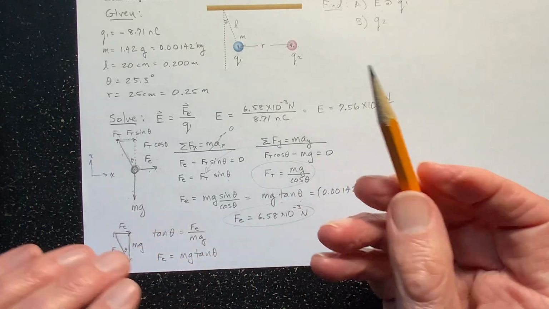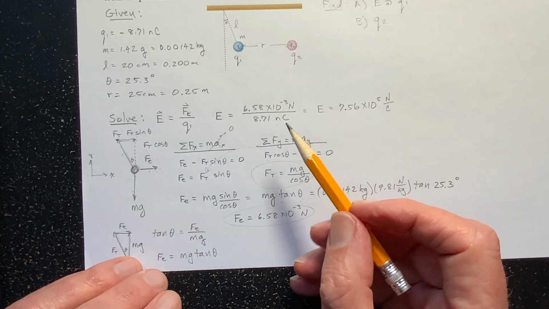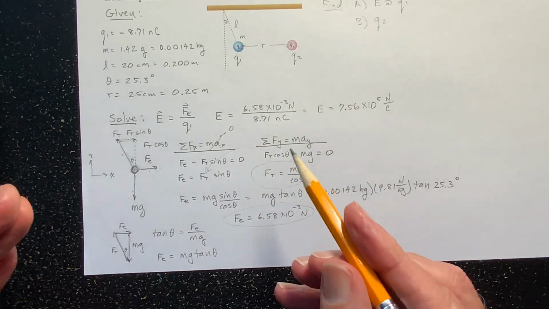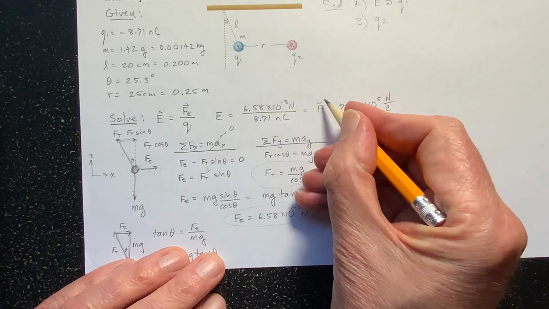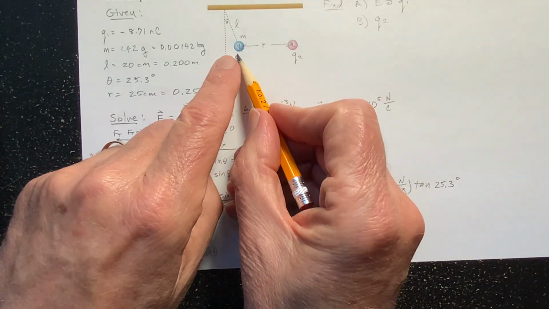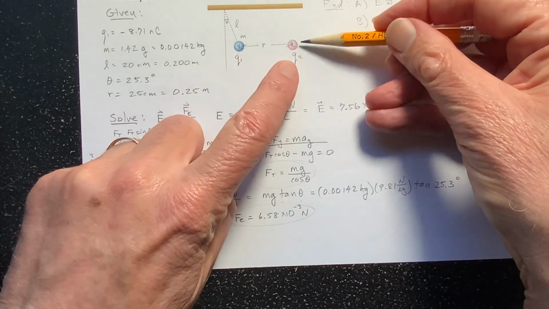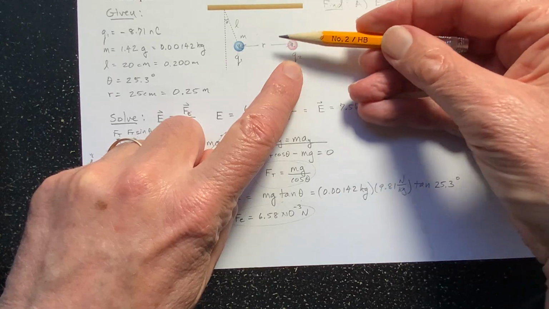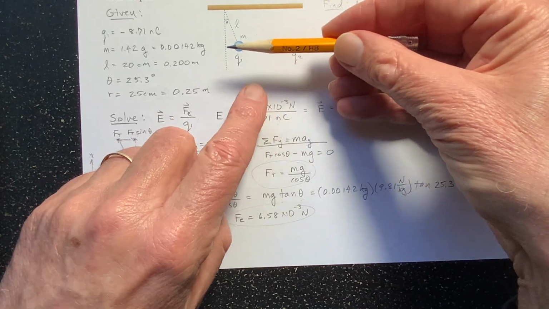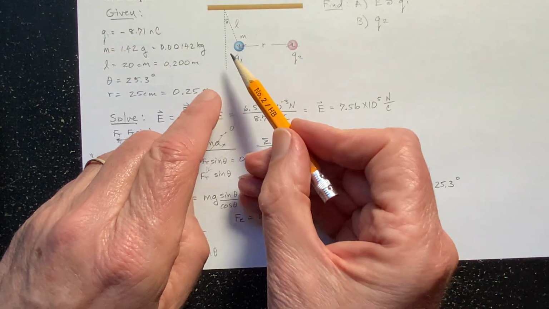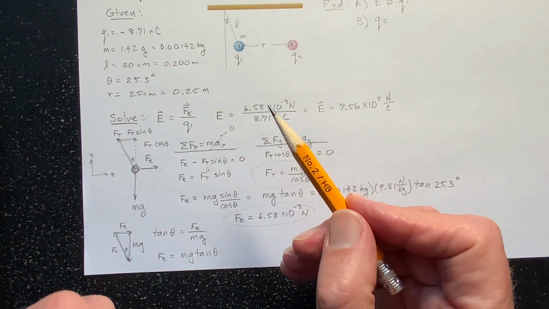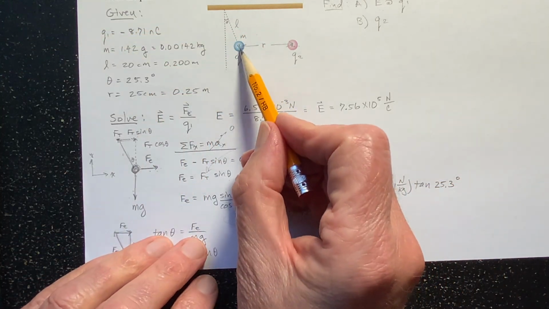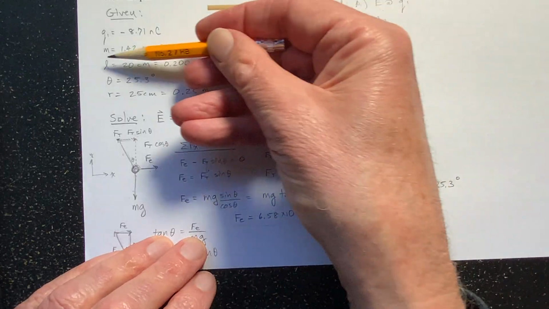Okay, but they want magnitude and direction. Well, the direction of this you get by looking at the picture. So this is a negative charge. Now, this is a positive charge. So in this direction, it's creating an electric field that's to the left. But this is a negative charge, so it gets pulled to the right. So the electric field right here is to the left.